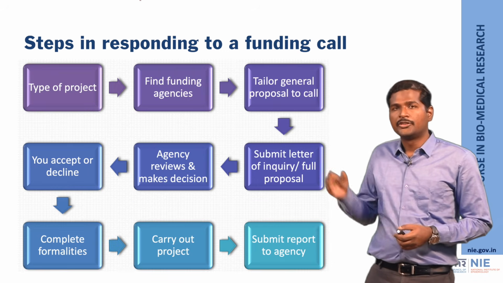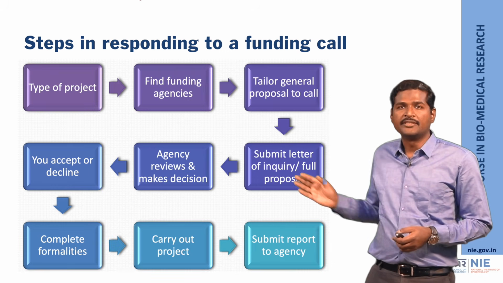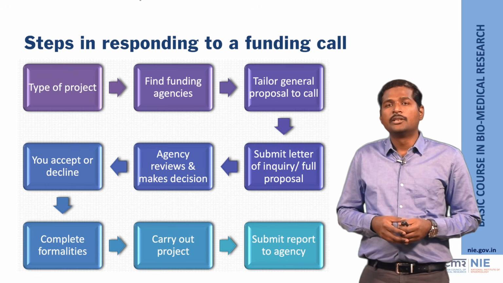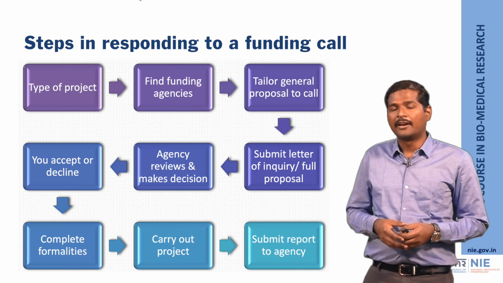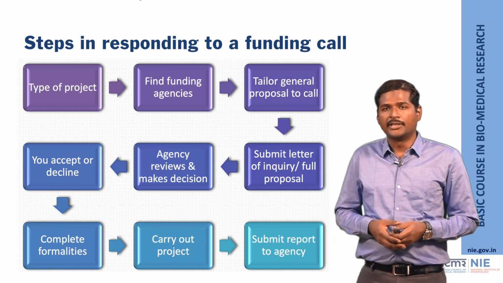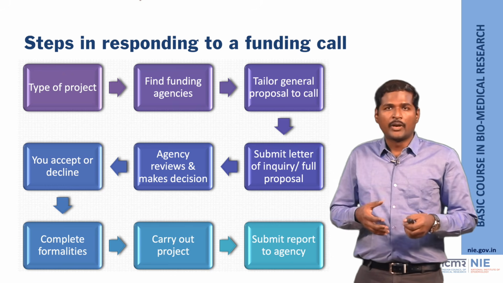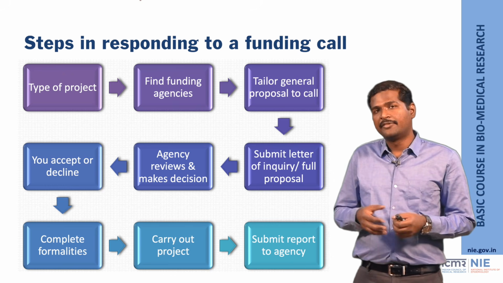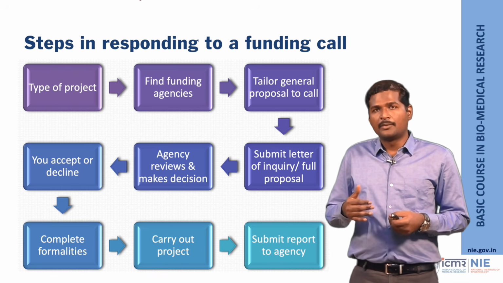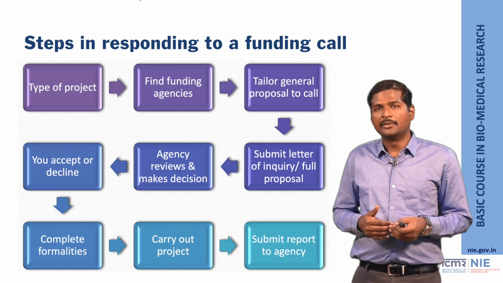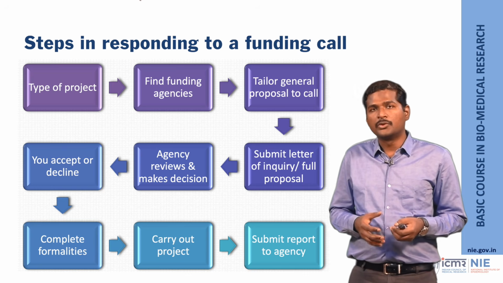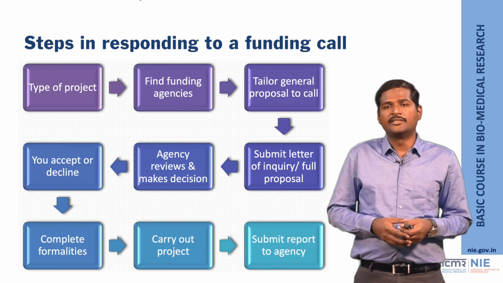So this flow chart shows you how you progress through the different steps. First, you have to decide the type of project that you are going to submit. Secondly, you have to find the different funding agencies which will be suitable for your project. Tailor the proposal which you have in hand to the specific call. So as I said before, researchers generally have a standard proposal in which the different parts of the methodology are written out, and then they try to modify this generic proposal to the requirements of the funding agency.